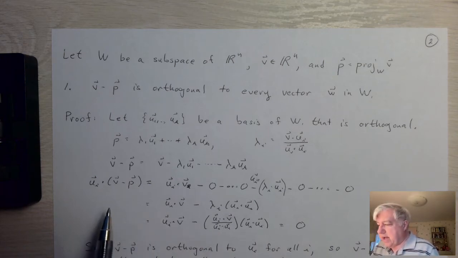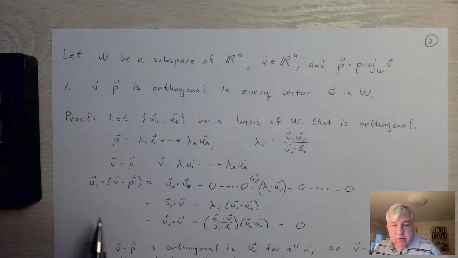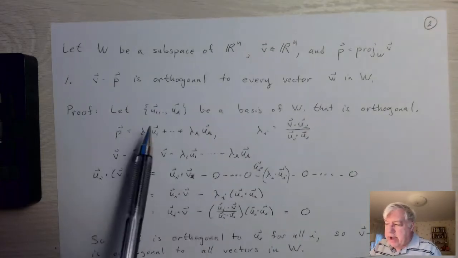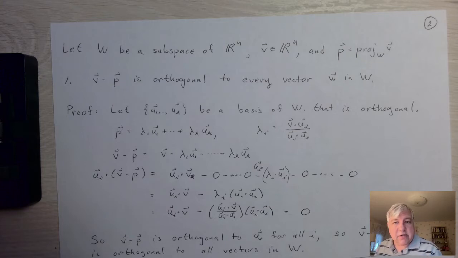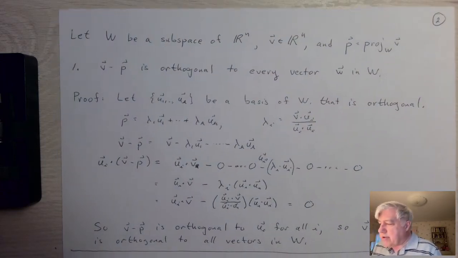So V minus P is orthogonal to Ui, and in fact it's orthogonal to every Ui in this basis, and therefore it has to be orthogonal to everything in W. I'll let you look through this, but trust me, things cancel out.